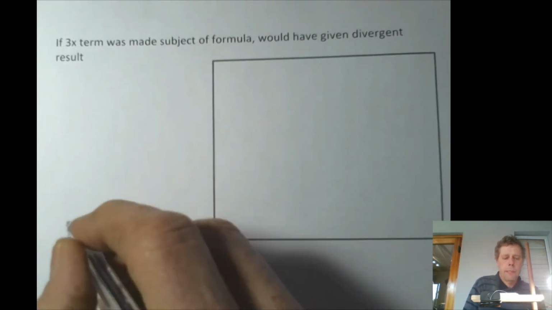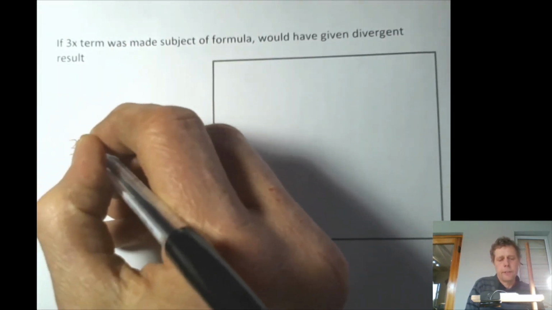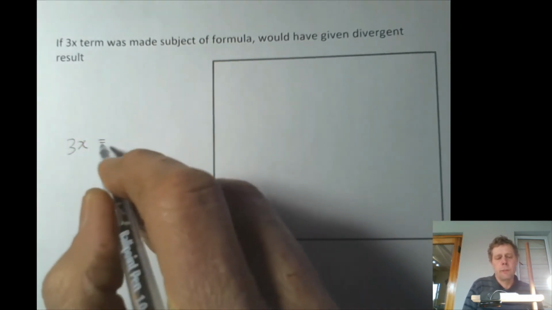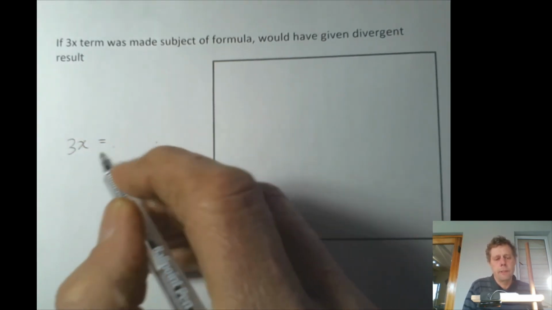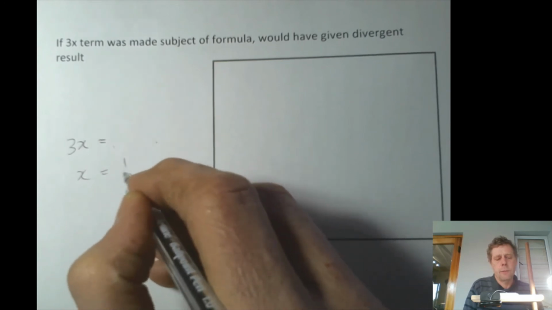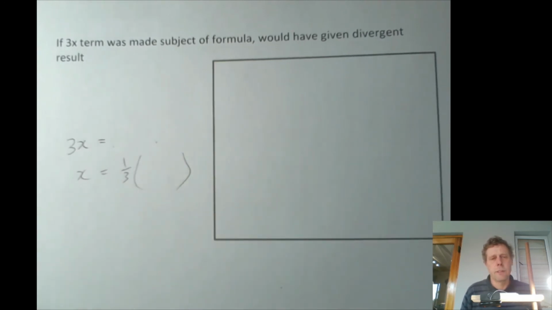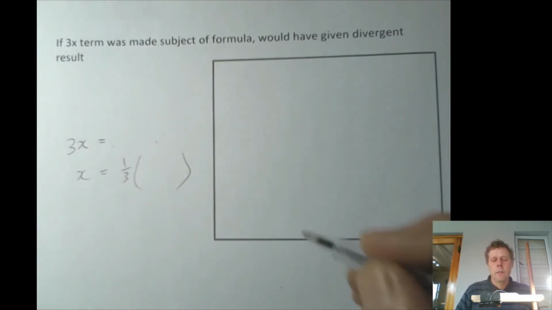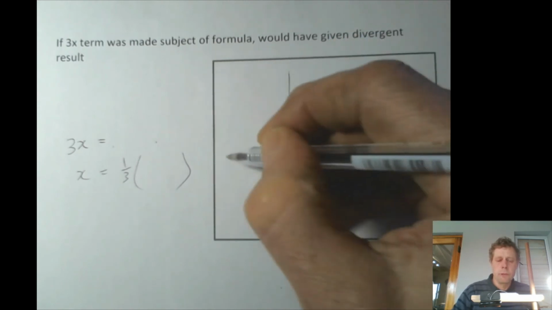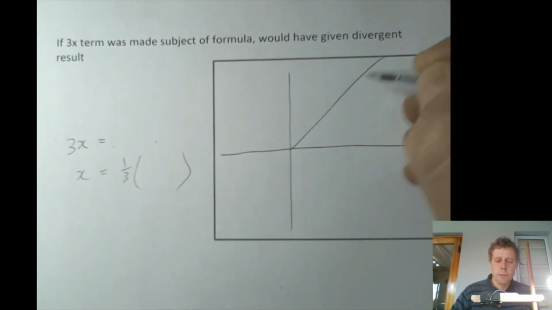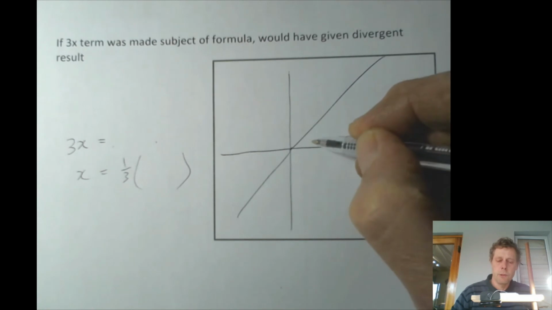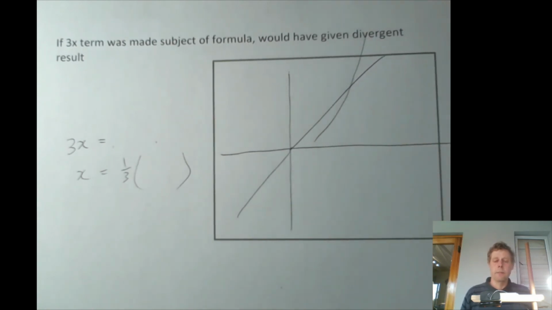So let's say we made the 3x the primary function, and we took the x to the 3 on the left, and we said x equals now 1/3 of that complex function on the right hand side. Okay, we're doing the iterative method, so we've got y equals x, but now my graph would look something like this. It's getting bigger and bigger.